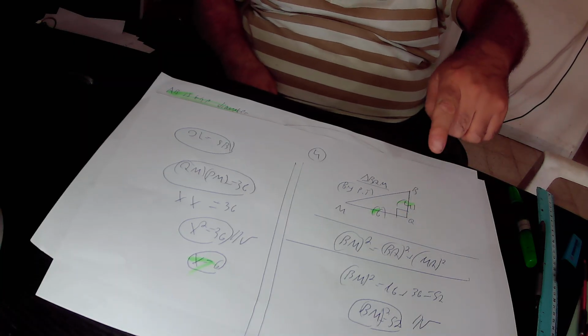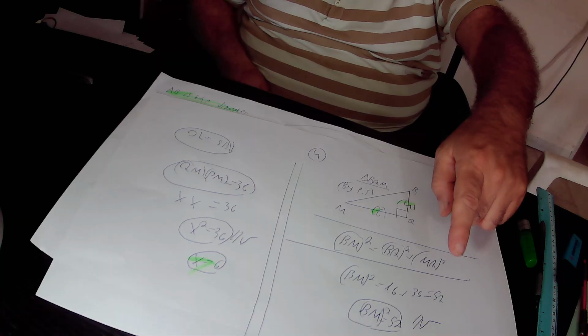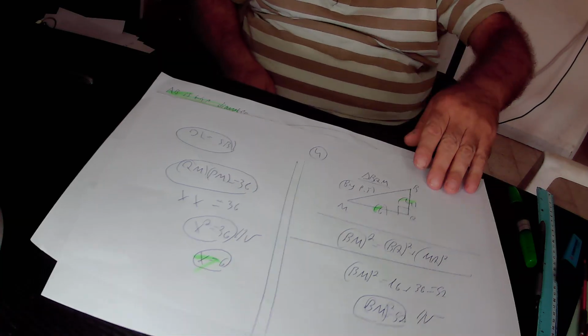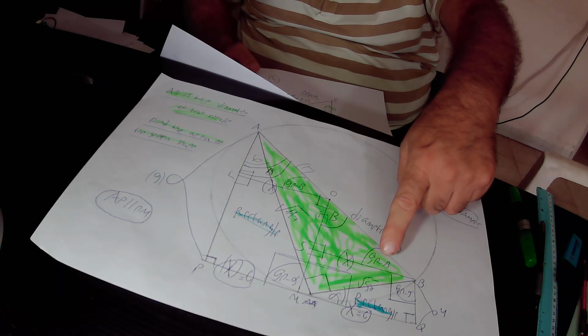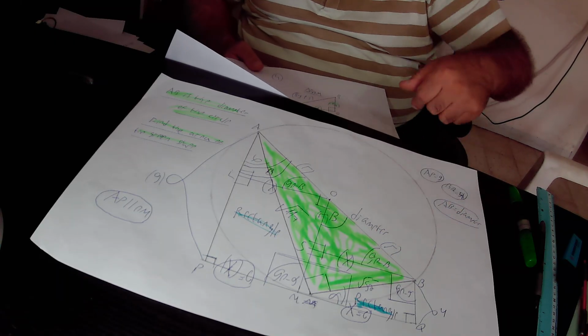Solving the equation, I found that BM equals the square root of 52 units in length. This is side BM, which equals the square root of 52 units in length.